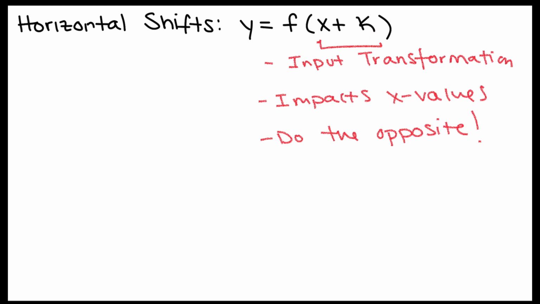And in this video, I'm not going to take the time to explain why, but you can do these problems by making tables of values and verify that indeed, when you have input transformations, visually the opposite of what you might think would happen happens. All right, that's a lot of words. What do I mean by that? Let's look at an example.